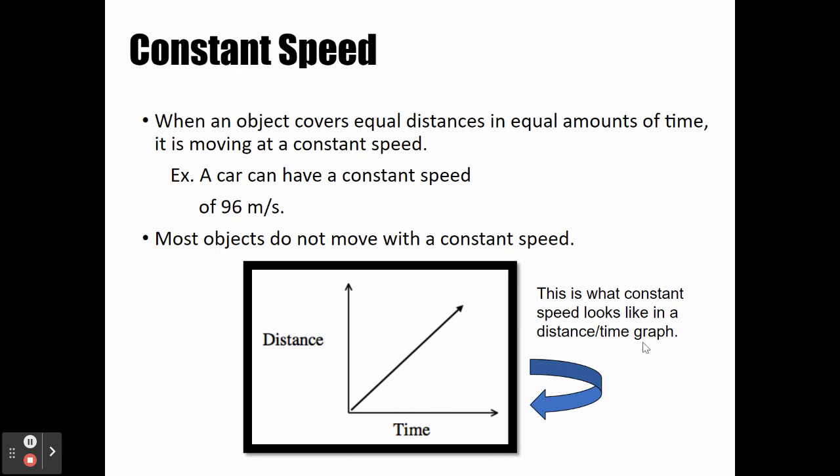And there will be some graphing. So this is what a constant speed looks like. You can see the graph is very linear, which is just a fancy math term for straight. And it goes up in even intervals.